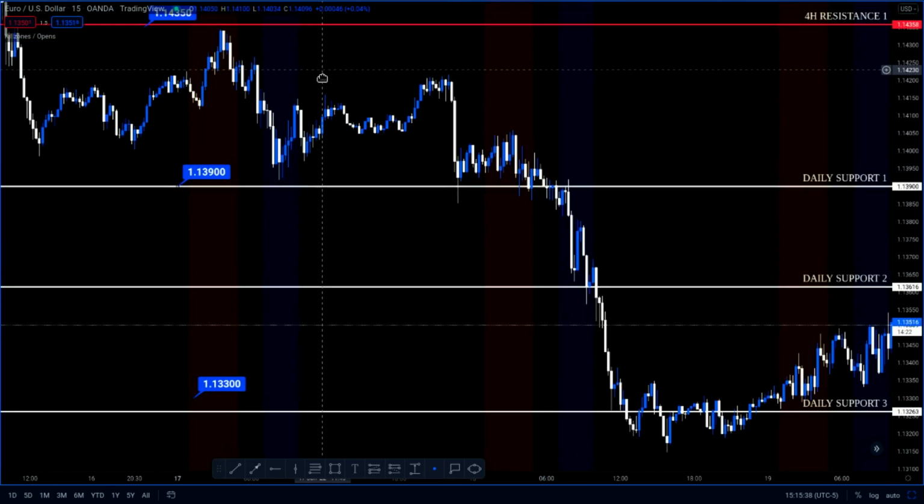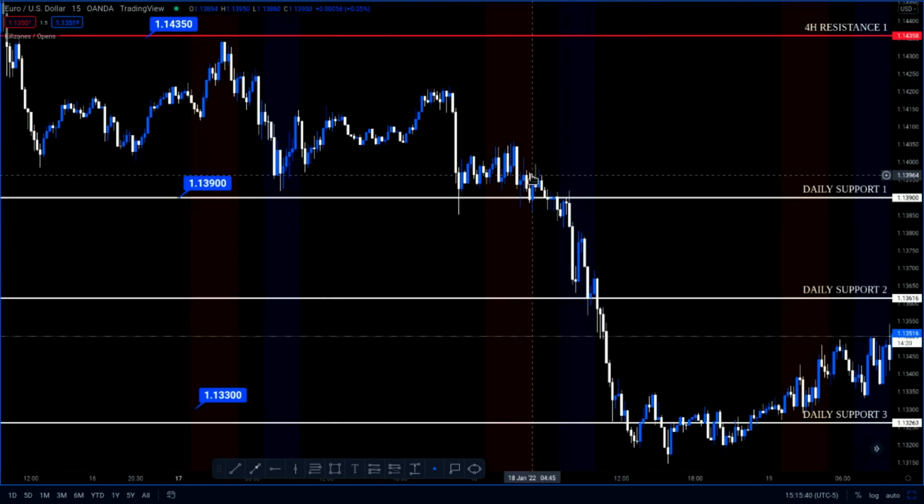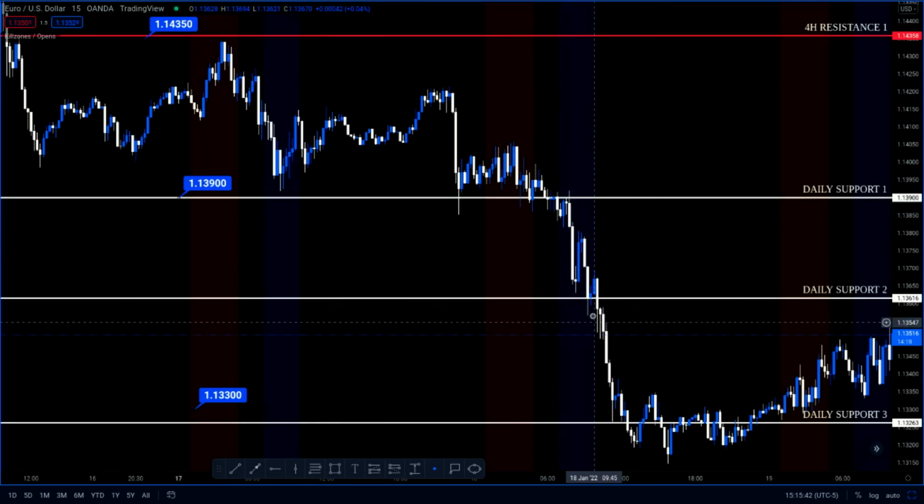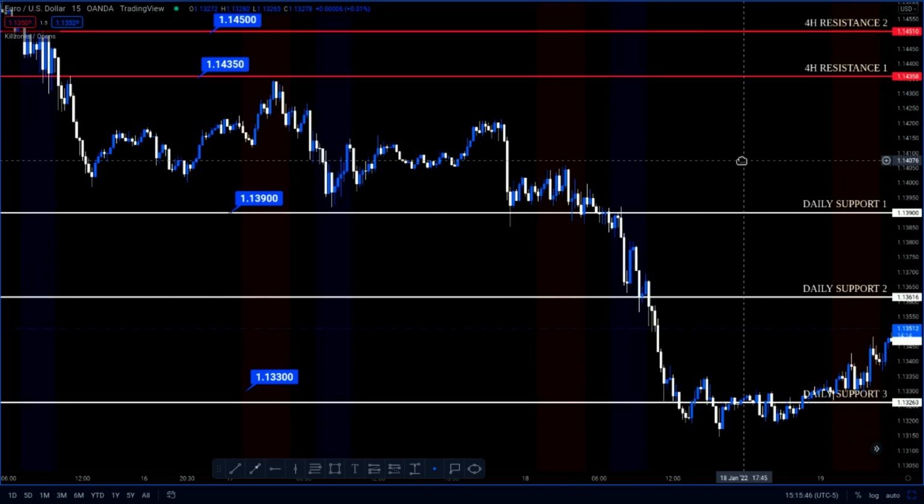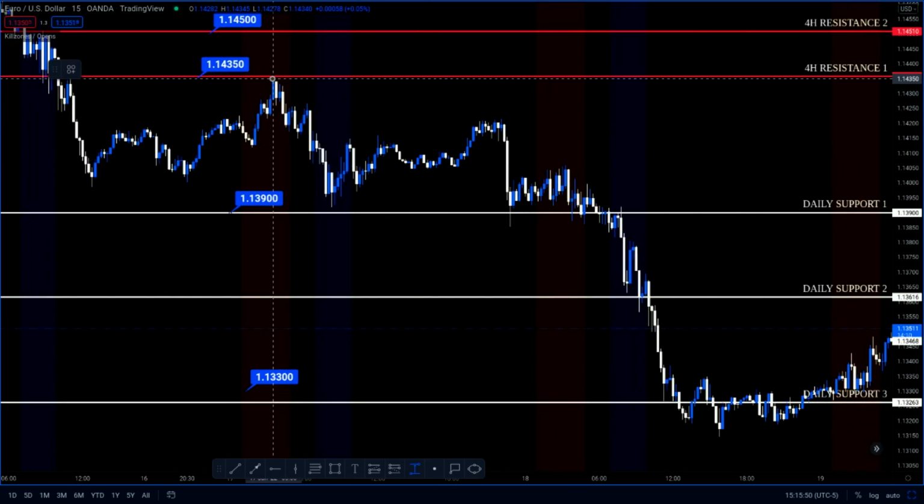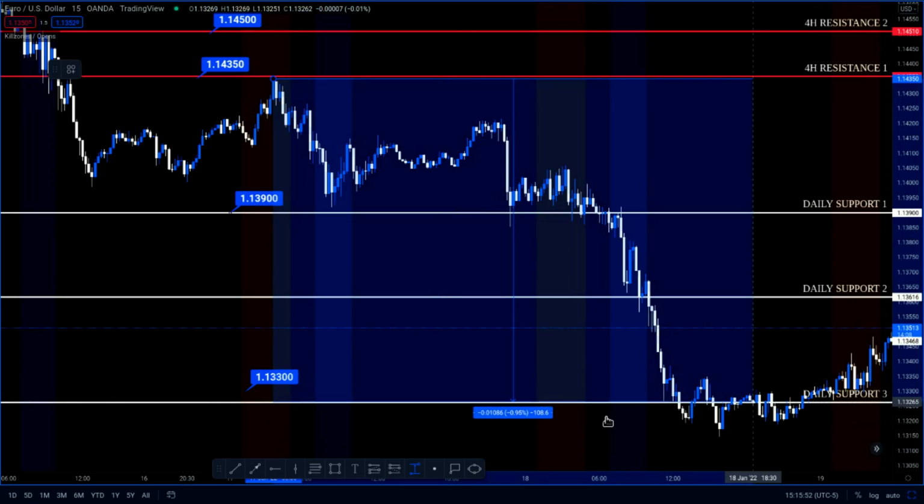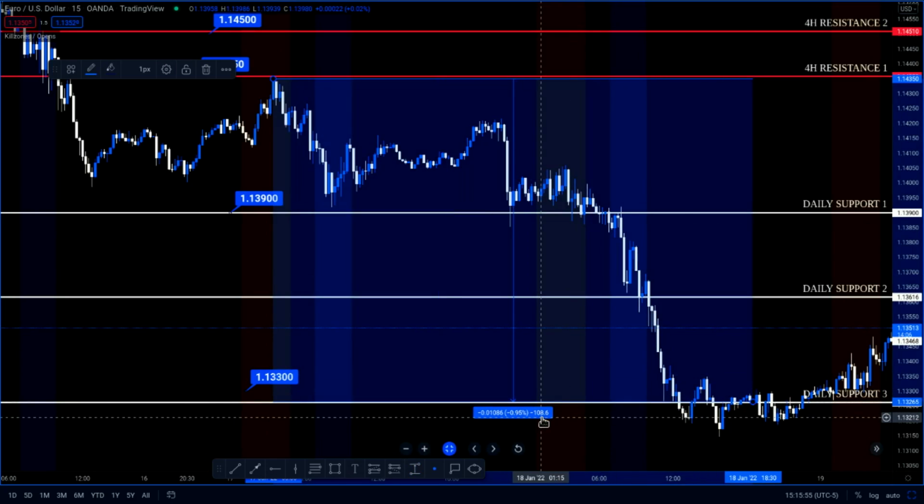As you can see, it has broken support 1, 2, support broken, turned to resistance, support broken, turned to resistance, and it traded to our support 3. So let's look at how many pips it actually has traded. From all the way here to about here, this is about 108 pips.